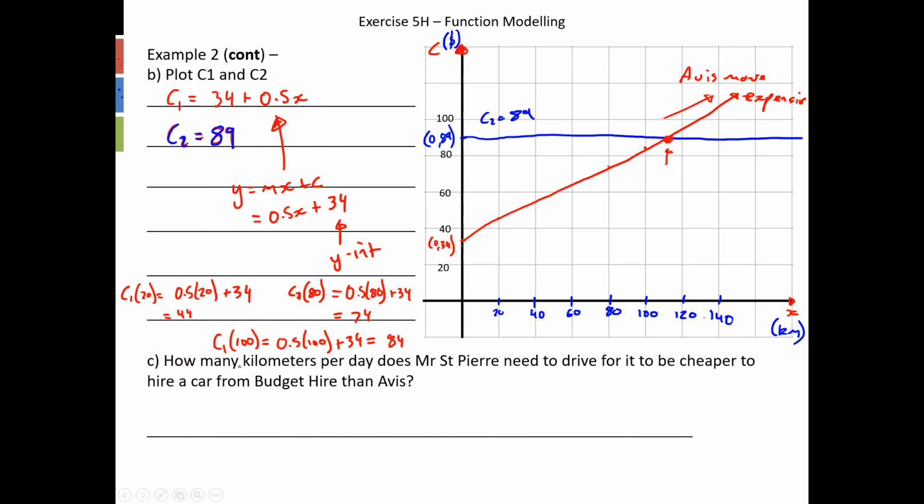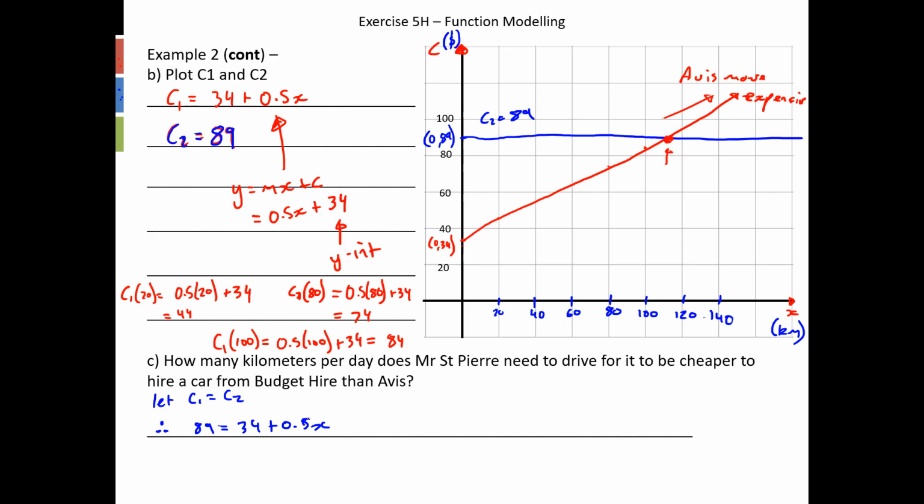And guess what? Question C, how many kilometers per day does Mr. St. Pierre need to drive for it to be cheaper to hire a car from Budget than Avis? Well, we want the intersection point to know that. So when our two equations are equal, we're going to let C1 equal C2. So it follows that we have 89 is equal to 34 plus 0.5x. And we can make an estimate, and we know straight away, well, it's got to be a little bit more than 100, might even be 110.